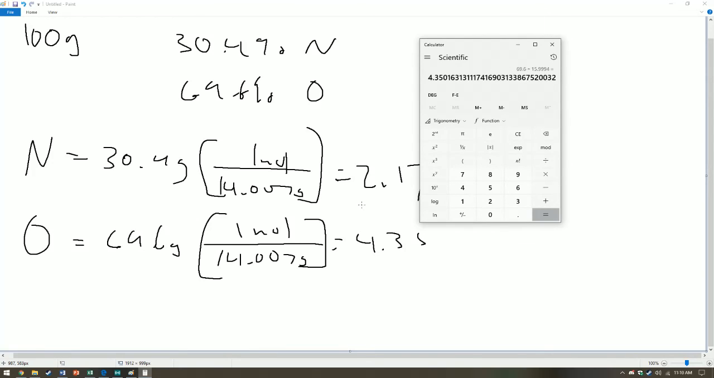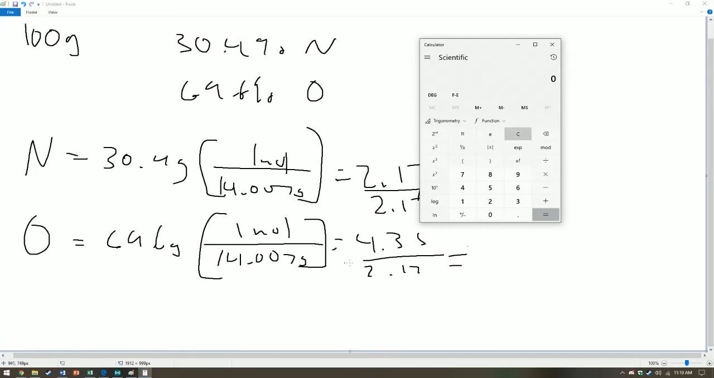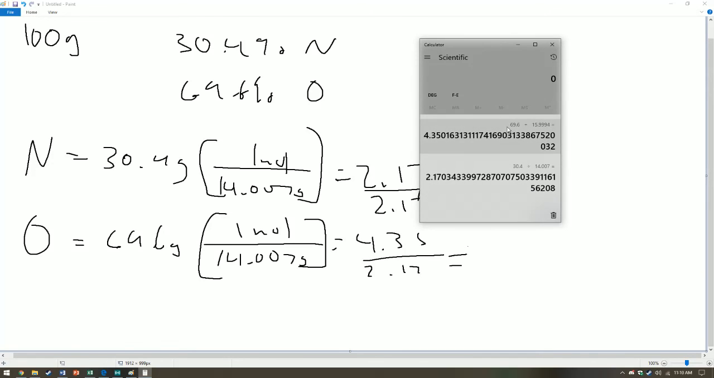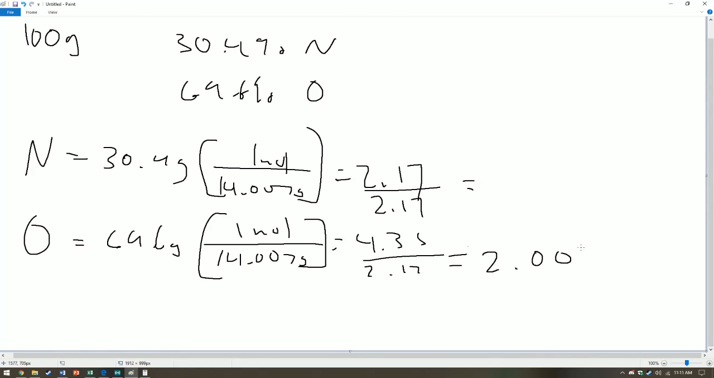Here I can't see any discernible ratio, so let's divide through by 2.17, which should yield 2.0041. And now it's pretty easy to see that, okay, this is clearly 2, this is 1, and then we have NO2 as the empirical formula.